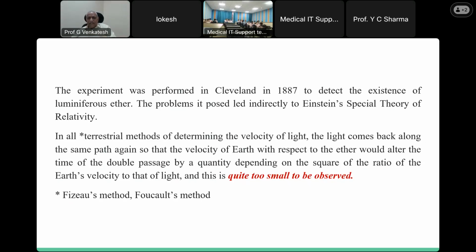As I mentioned here, in all terrestrial methods of determining the velocity of light, the light comes back along the same path again, so that the velocity of the Earth with respect to the ether would alter the time of the double passage by a quantity depending on the square of the ratio of the Earth's velocity to that of light. That is v squared by c squared, where v is the velocity of the Earth and c is the velocity of light. And this difference is quite too small to be observed. This is the observation in the Fizeau and Foucault's method.